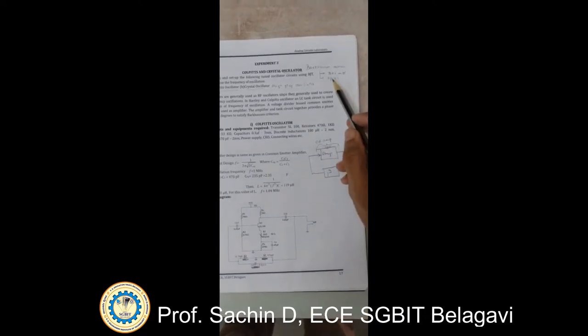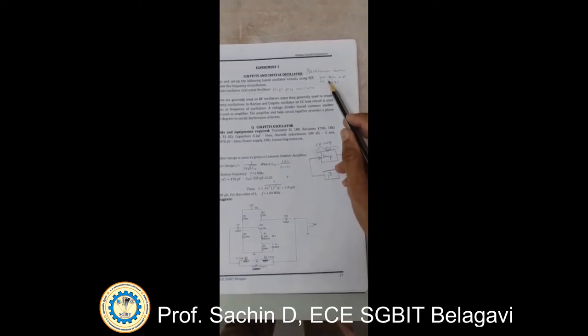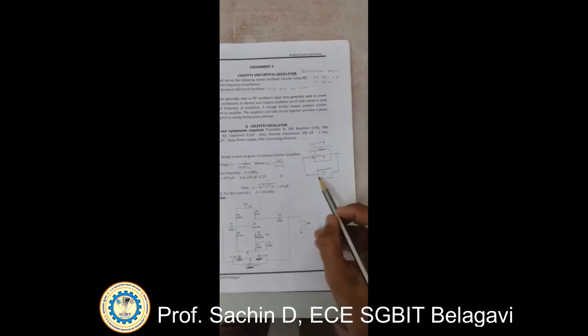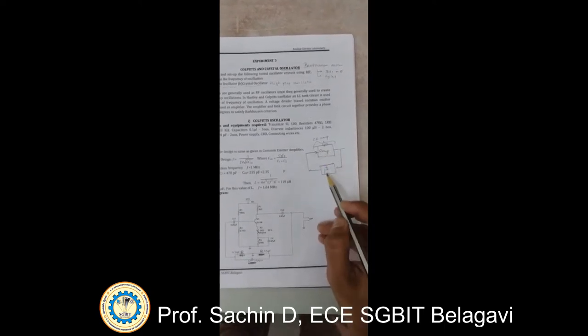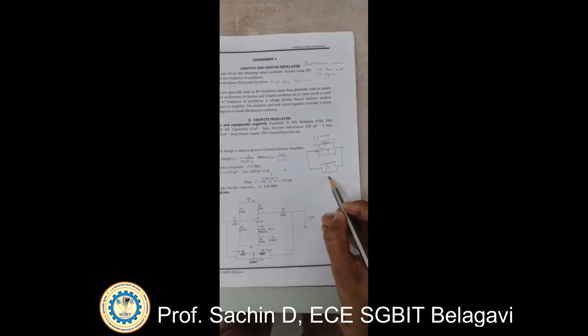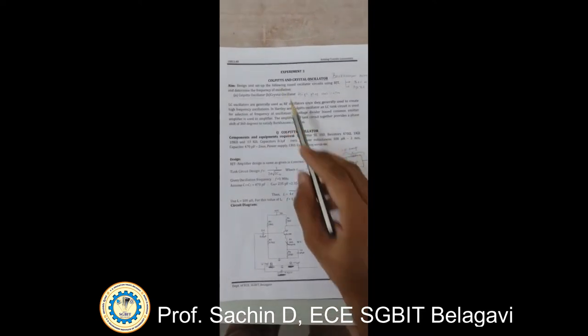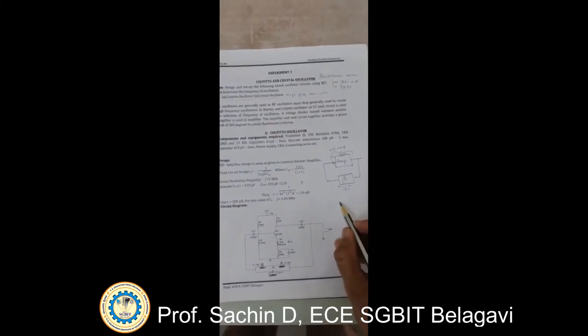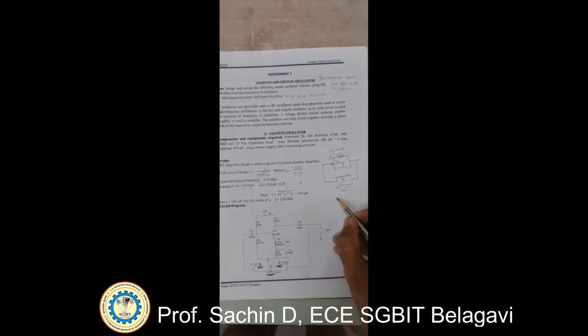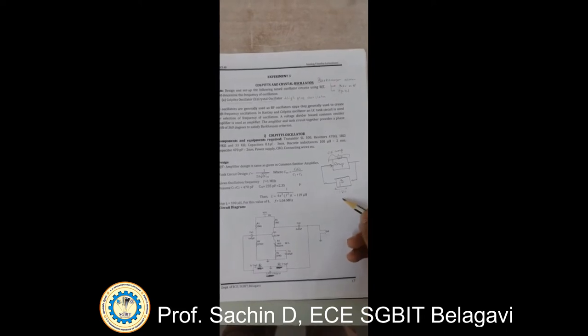So as per the Barkhausen criteria, the first statement is 360 degrees or 0 degrees. This amplifier provides 180 degree phase shift, and the remaining 180 degree phase shift is provided by the feedback network. Here in the Colpitts oscillator, which is a high frequency oscillator, again, in oscillators there are two types, low frequency oscillator and high frequency oscillator.